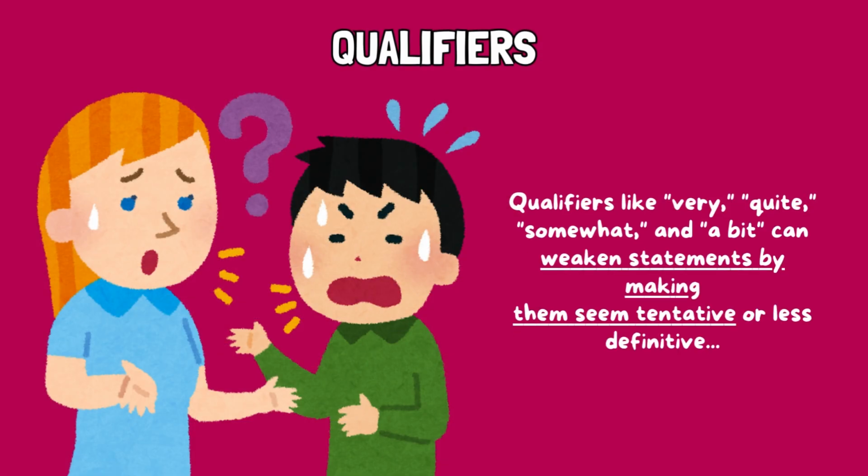Qualifiers are another thing to look out for when line editing. Qualifiers are words or phrases that modify or limit the meaning of another word. They can either intensify or weaken a statement. Qualifiers like very, quite, somewhat, and a bit can weaken statements by making them seem tentative or less definitive. Often, these words add little value and can be eliminated to strengthen the writing. For instance, instead of saying "very important," using crucial or essential provides a stronger statement. Reducing the use of qualifiers can make the writing more assertive and impactful.